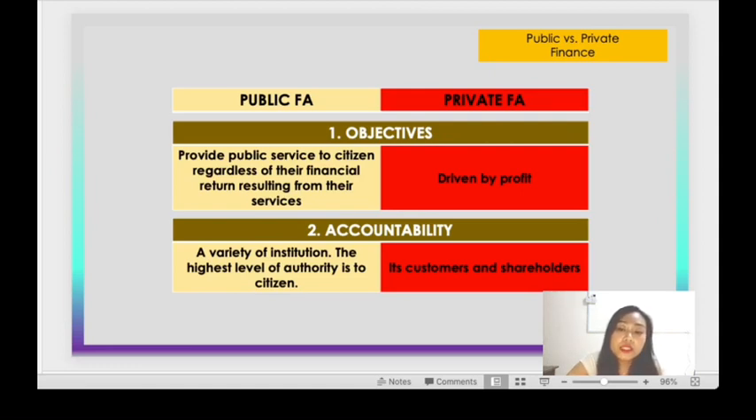accountability criteria. What is the difference between these two? For public finance administration, it involves a variety of institutions. The highest level of authority is the citizen. Meanwhile, for private financial administration, the highest level of authority is its customers and shareholders.